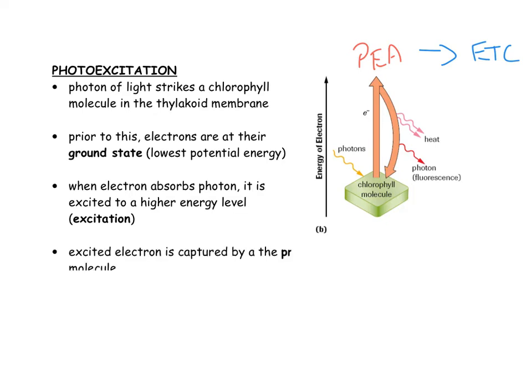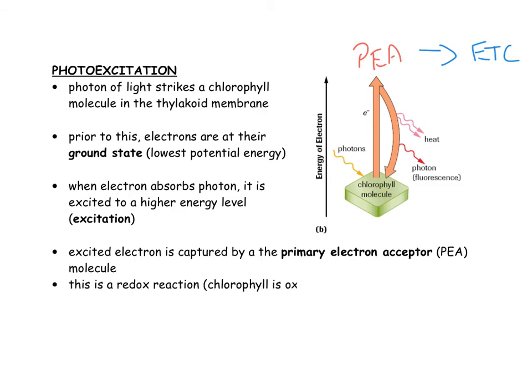Okay, but what's happening to that electron? Well, it's going to be grabbed by our primary electron acceptor molecule. And that's going to allow it to shuttle off to an electron transport chain. I didn't talk about this before, but we can consider that a redox reaction of sorts, because we know that chlorophyll is losing an electron and our PEA is gaining an electron.